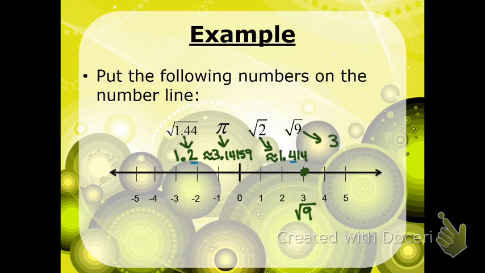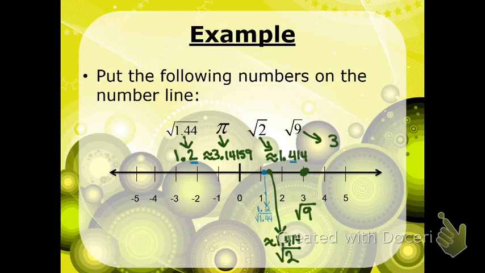So 1.2 is a little bit smaller, and therefore it's slightly to the left of 1.4, which was our square root of 2.